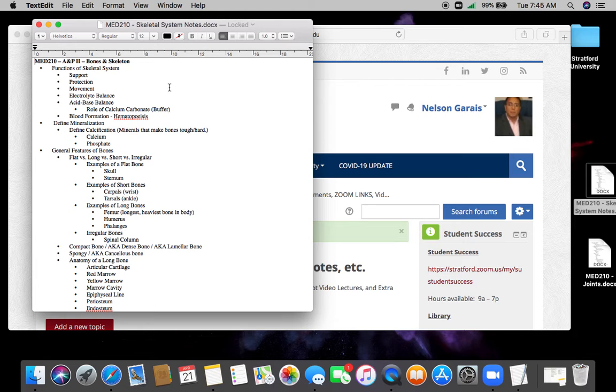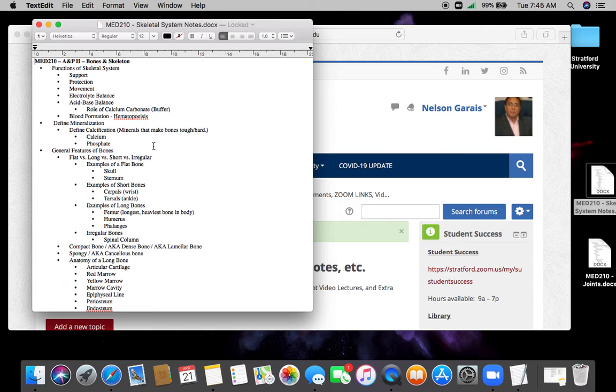Now, another thing that bones have, bones are living, breathing things, and we're going to show you that in a moment. They have minerals in them, calcium, phosphate, and they also have electrolytes in them. So it also deals with electrolyte balance. It also deals with acid base balance because it is the source of calcium carbonate. And carbonate is a buffer, which is a weak base. So if you become acidic, your bones will release a little bit of calcium carbonate.